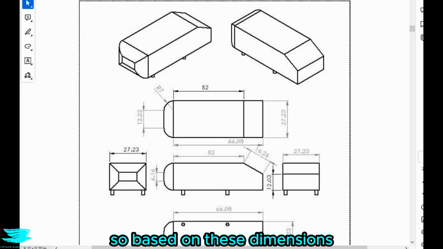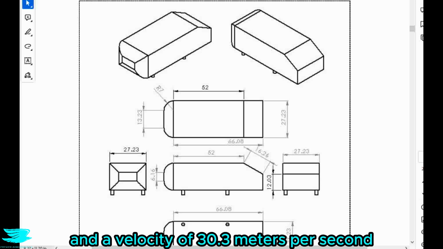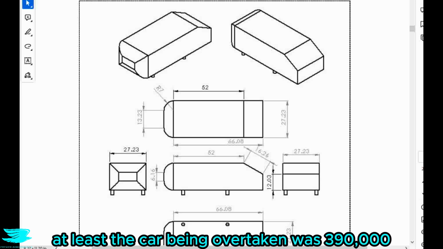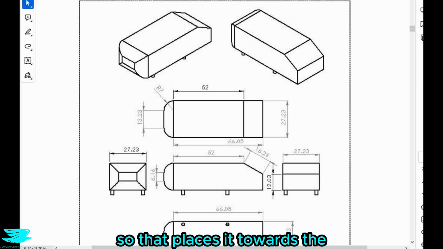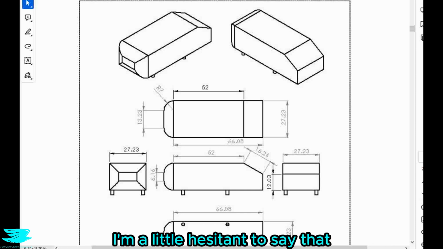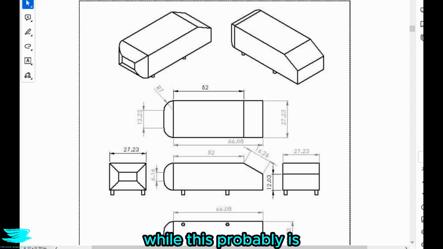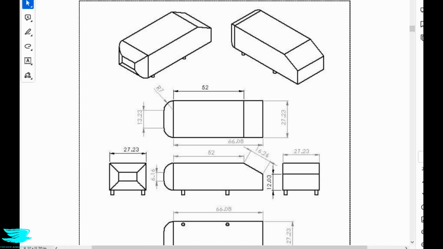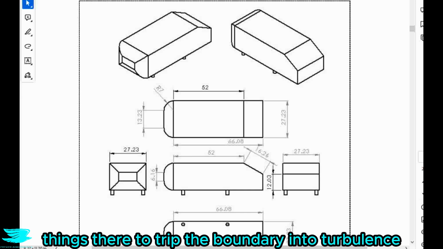Based on these dimensions and the velocity of 30.3 meters per second, which is 110 kilometers per hour, the Reynolds number of at least the car being overtaken was 390,000. So that places it towards the fully turbulent regime. I'm a little hesitant to say that it is fully turbulent because while this probably is, the armored body is very smooth to begin with. So there isn't a lot of things there to trip the boundary layer into turbulence.